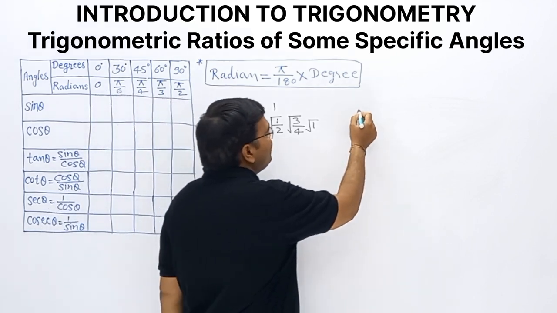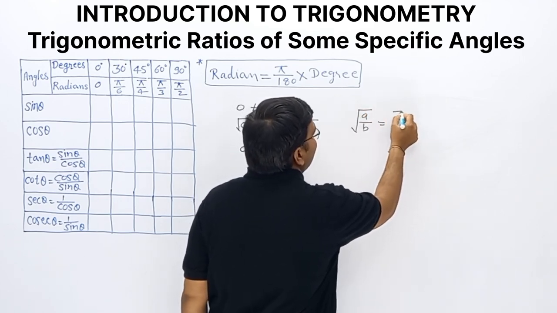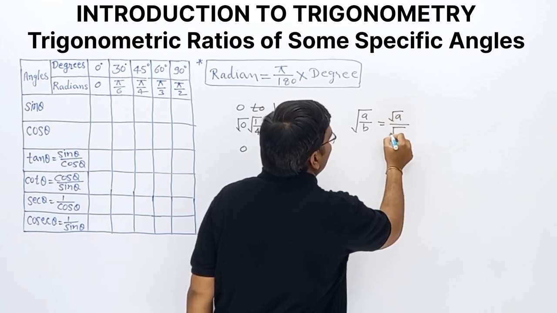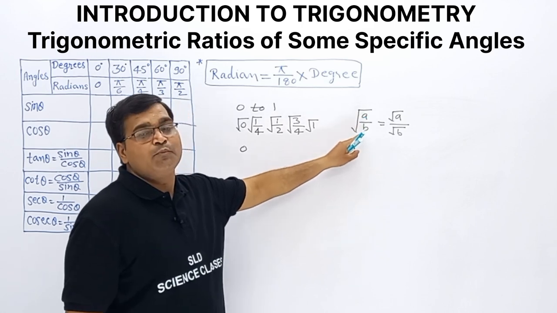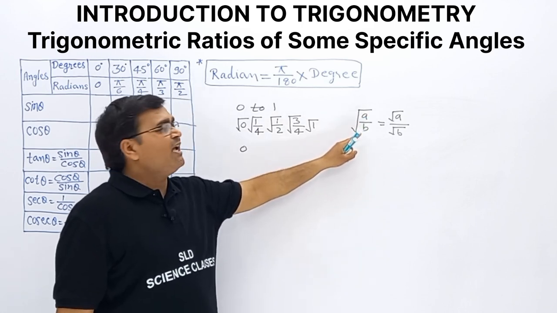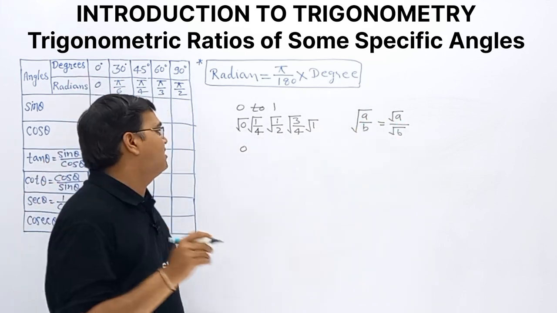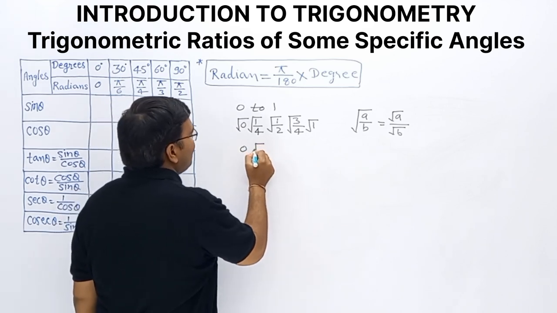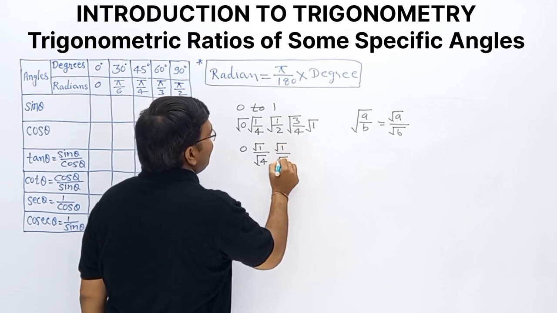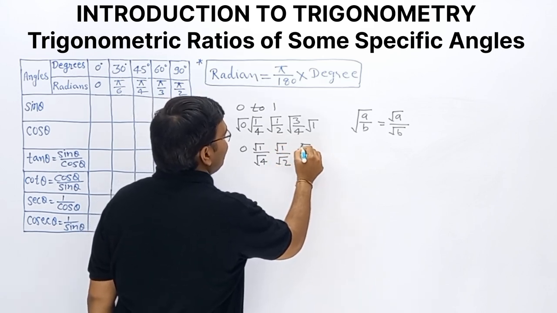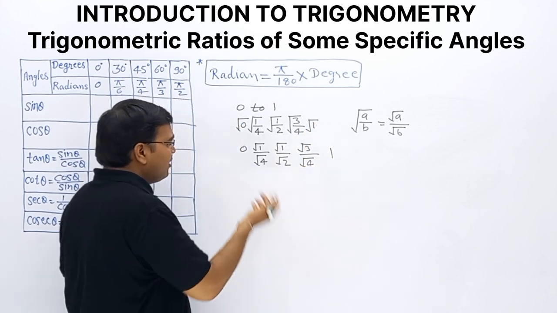Now we know from the laws of exponents that the square root of a upon b can be written as the square root of a divided by the square root of b. The square root splits into numerator and denominator. Yes or no? Yes, we can do this. This can be written like this, and this can be written like this. And the square root of 1 is 1. Now solve.